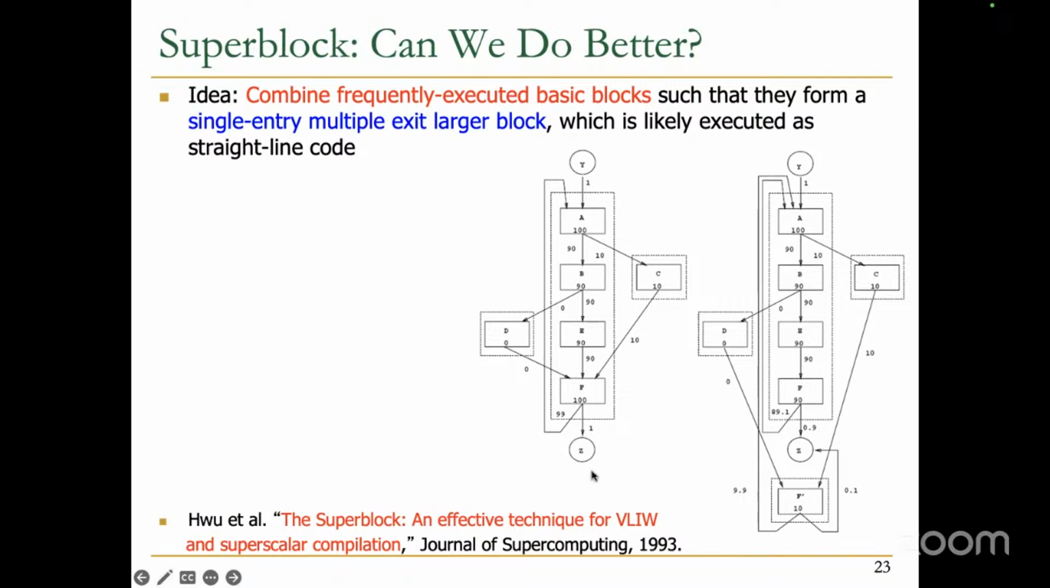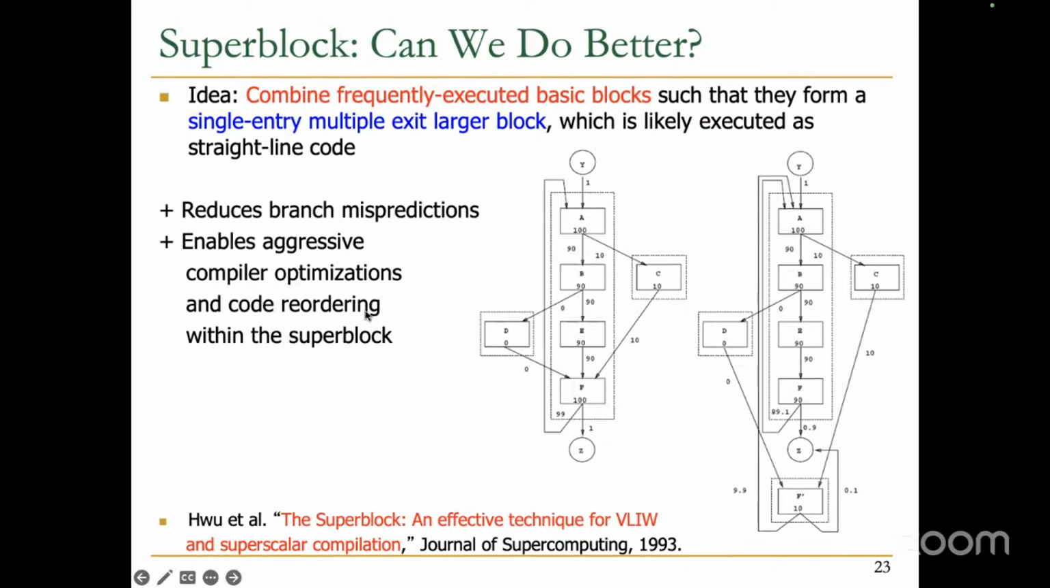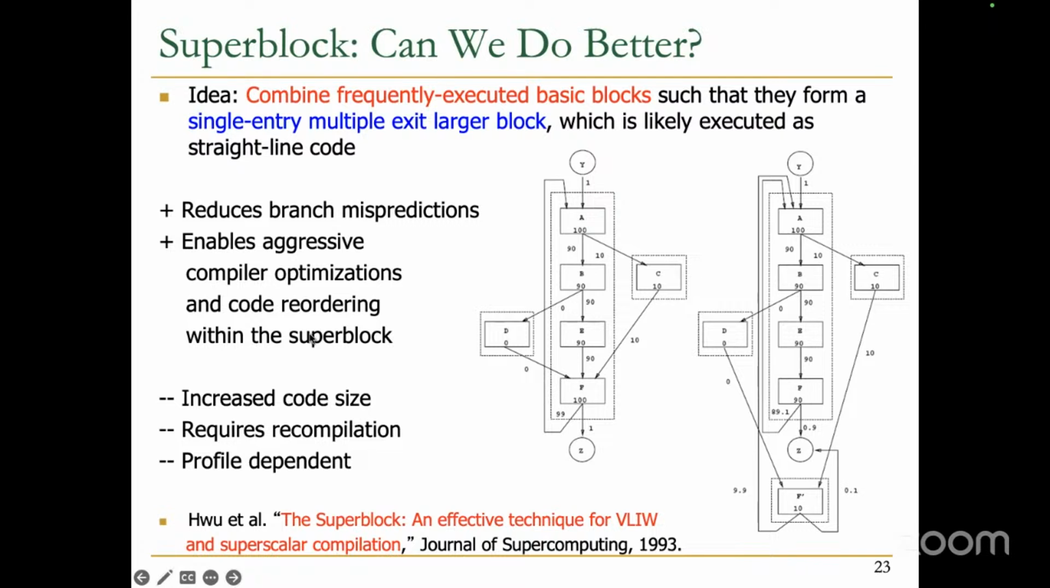So if you look at this, it's a trace, and you exit, and then you can enter again. And you optimize this path. But the optimization of the path is hindered by this entry into the code. Superblock says, once you enter this thing, you're not going to enter from somewhere else again. You can exit, but you're not going to enter. So this reduces branch mispredictions very well. I'll not go through that. It enables aggressive compiler optimization and code reordering within this Superblock. Of course, the downsides are increased code size, more recompilation, and profile dependence.